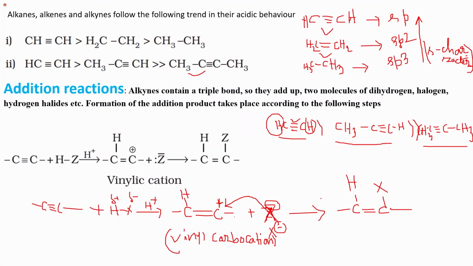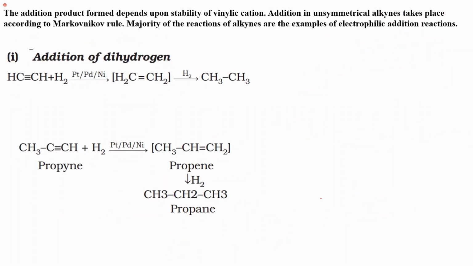Now we'll go to the addition product. Actually, the addition product formed depends upon the stability of the vinyl cation. Addition in unsymmetrical alkyne: in the case of symmetrical, whether it adds to any of the carbon, anyway you will get the same product. But when you are talking about the unsymmetrical alkyne, it takes place according to the Markovnikov rule. So the majority of reactions of alkynes are examples of electrophilic addition reaction.